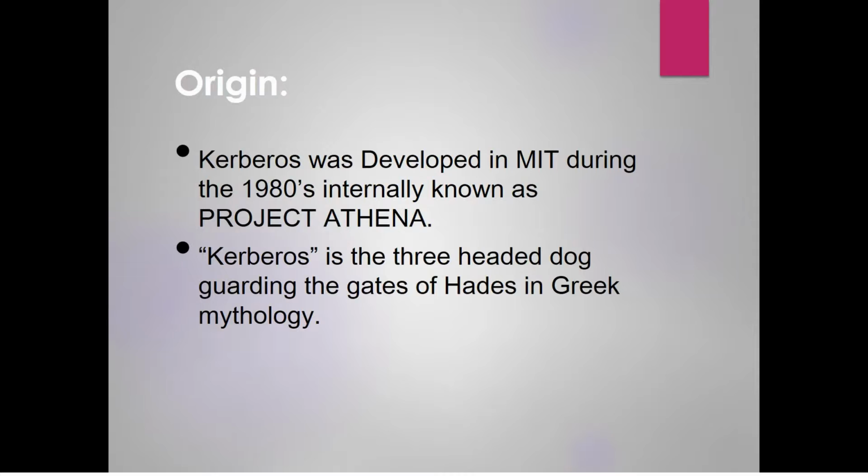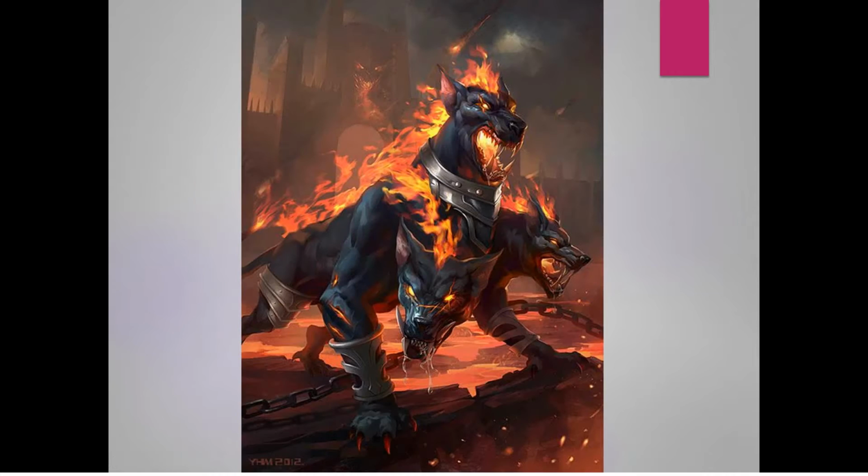Kerberos was developed at MIT during the 1980s under the project name Athena. The word Kerberos is actually the three-headed dog guarding the gates of Hades in Greek mythology. This is Kerberos from Greek mythology. So the word Kerberos itself explains a lot about how it works.